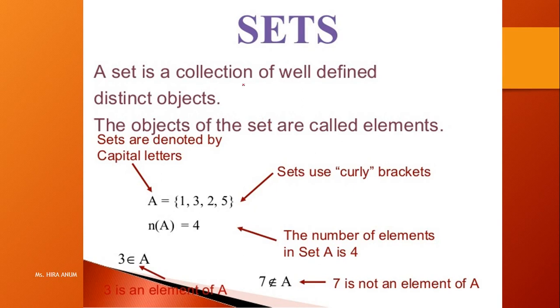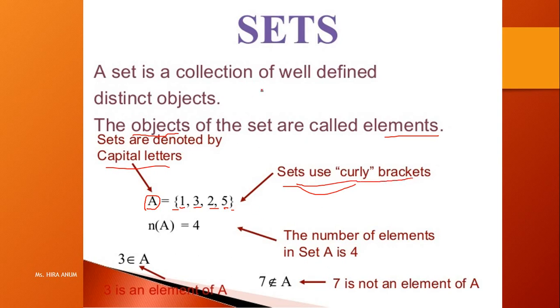Set is a well-defined collection of distinct objects. Objects are also called elements or members. These are the objects, members, or elements of the set. A set is denoted with a capital letter, and set notation is curly brackets. We use curly brackets when we write a set.